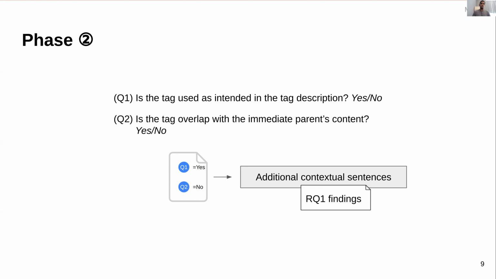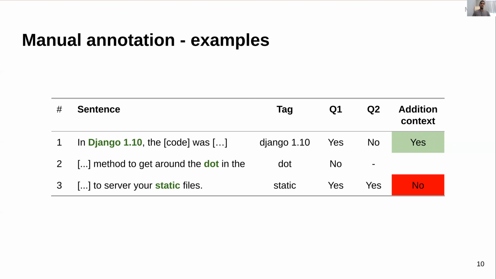Let's look at a couple of examples to understand how the annotation process works. In the first sentence, Django 1.10 was extracted as the tag. When we look at the description and the sentence, we could determine the tag is used as intended. When we look at the parent content, we could determine the tag wasn't overlapped with its parent content. Therefore, this is an additional context.